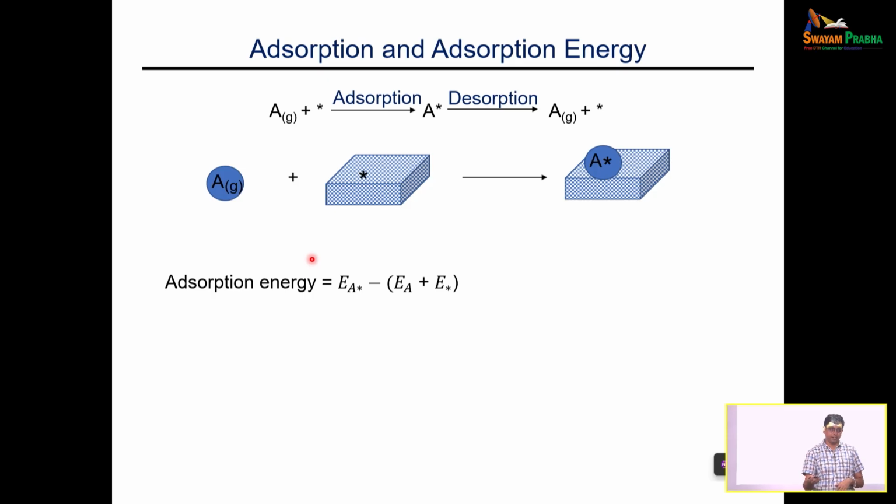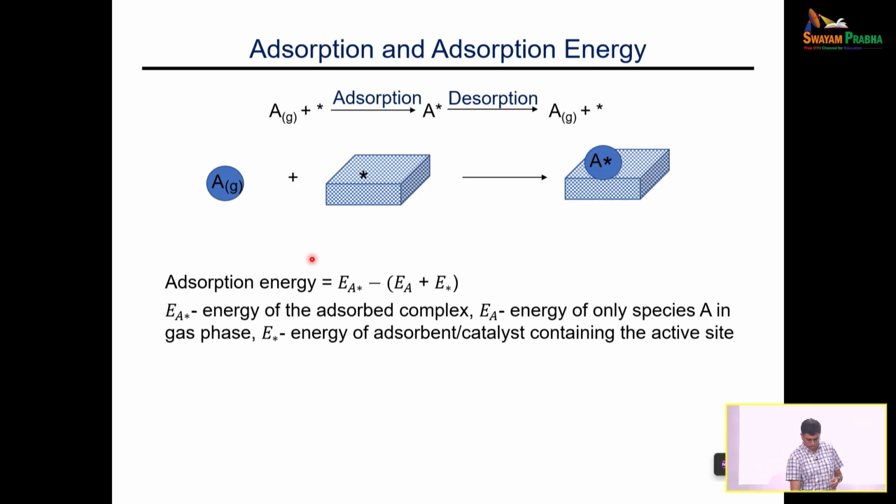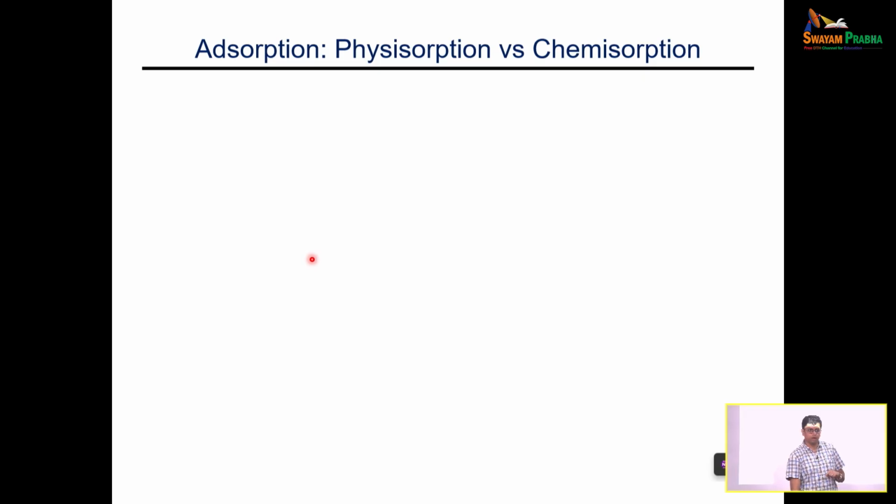If this is negative, we say that's favorable adsorption, and in reality adsorption is expected to release heat, or the reaction is supposed to be exothermic. If it's positive, you don't expect the adsorption to happen, and that's something that you don't expect to see. So this is the definition that we're going to look at.